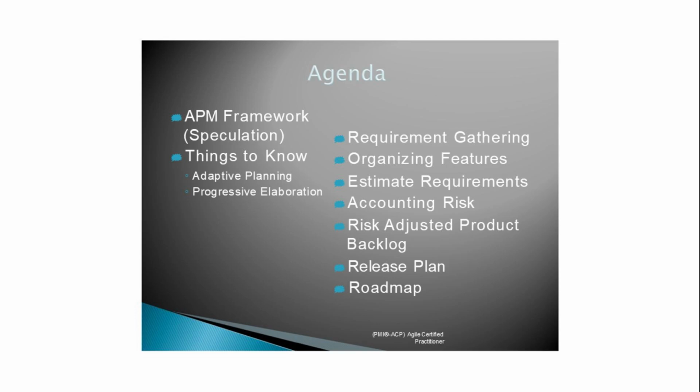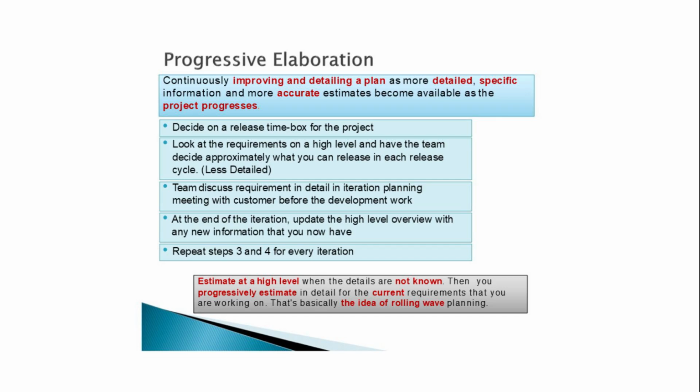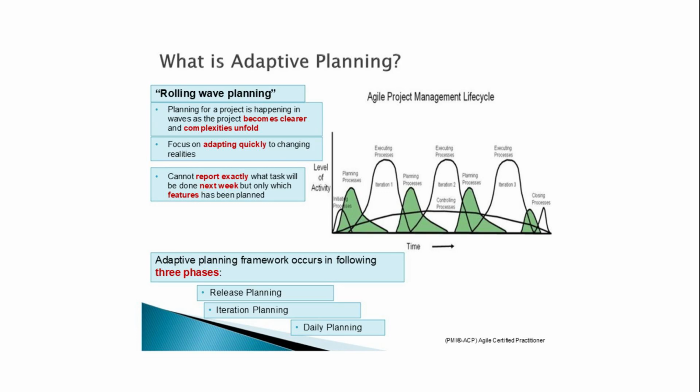Our agenda covers the APM framework, adaptive planning, and progressive elaboration, along with key activities like requirement gathering and risk management. Progressive elaboration involves refining plans as more information becomes available, allowing for detailed and accurate project estimates over time. Adaptive planning is about adjusting plans as projects evolve. It involves release planning, iteration planning, and daily planning to accommodate changes effectively.